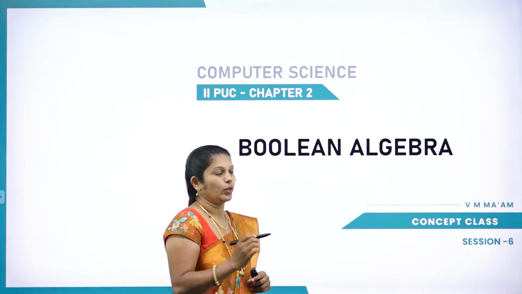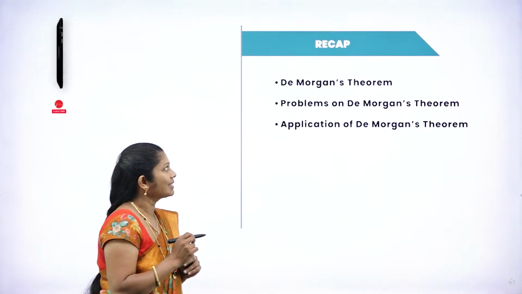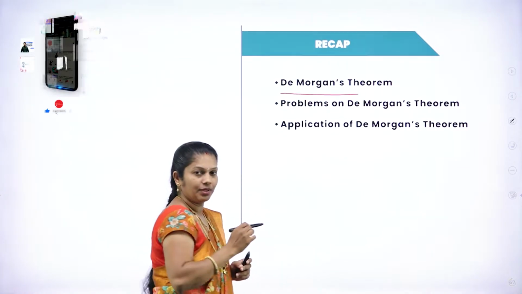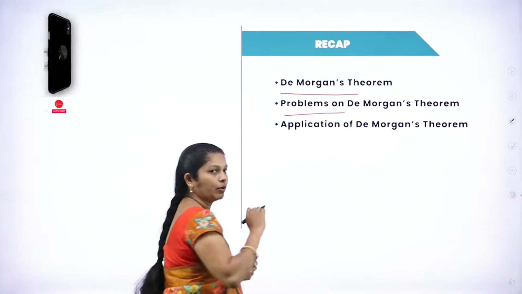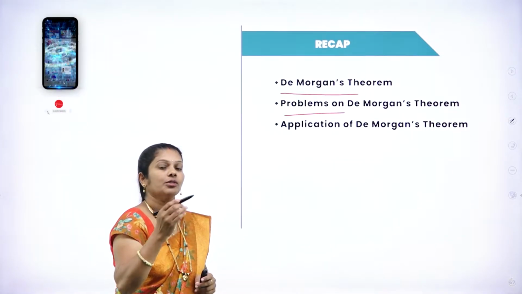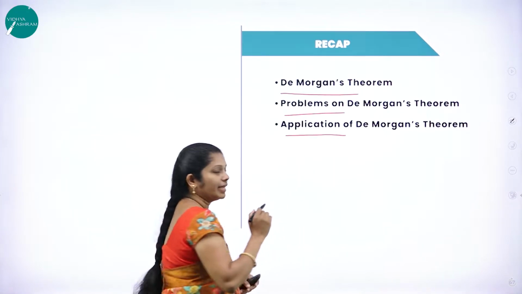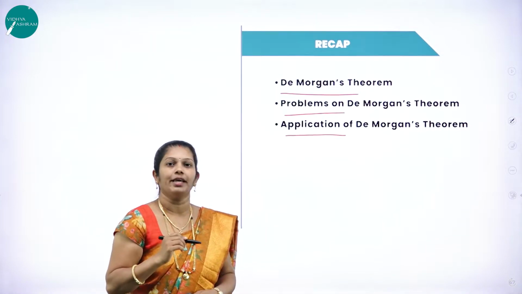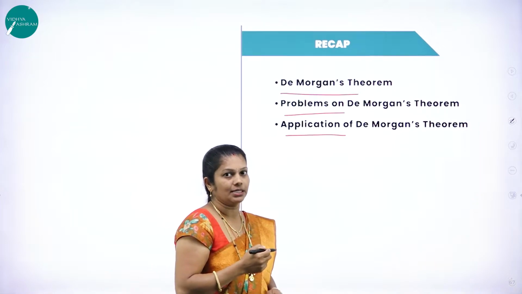Today we are going to start with the 6th session of the Boolean Algebra chapter. In the previous class, you studied what De Morgan's theorem is, how to prove De Morgan's theorem, the problems on De Morgan's theorem, that is how to solve an equation by using De Morgan's theorem, as well as the applications of De Morgan's theorem, where exactly we use this concept.